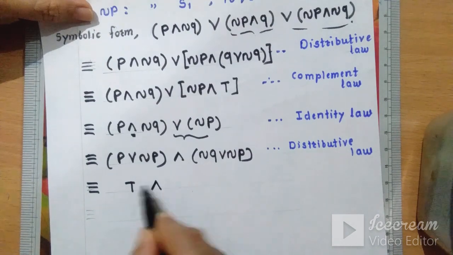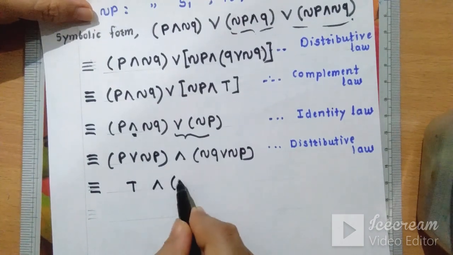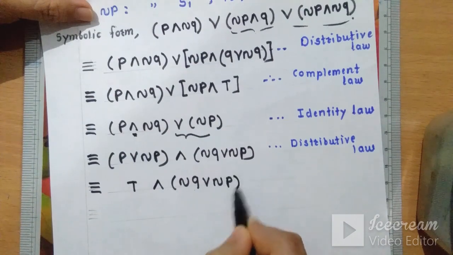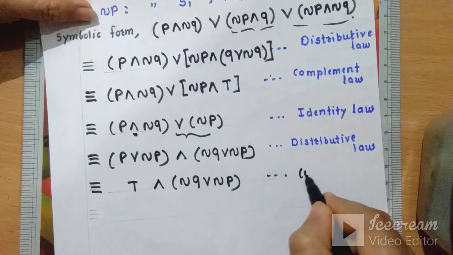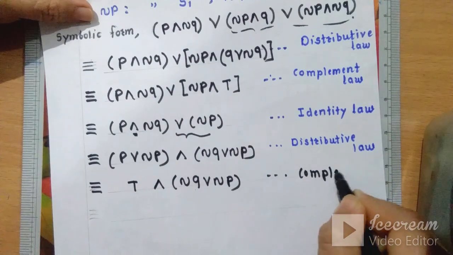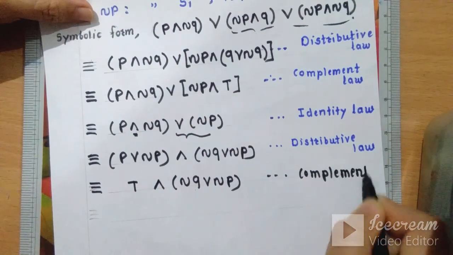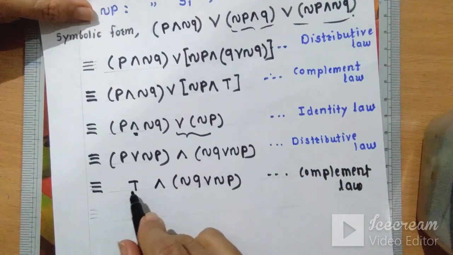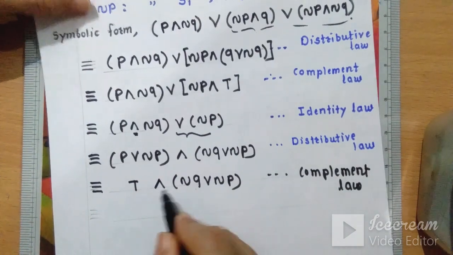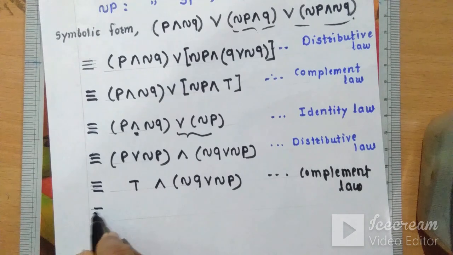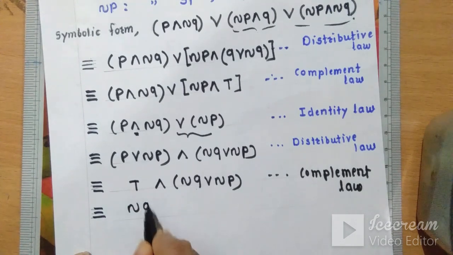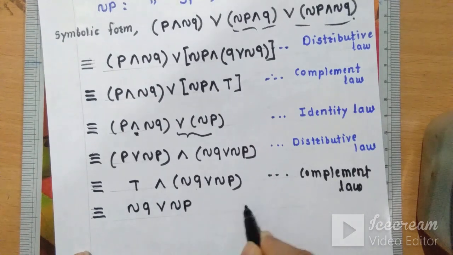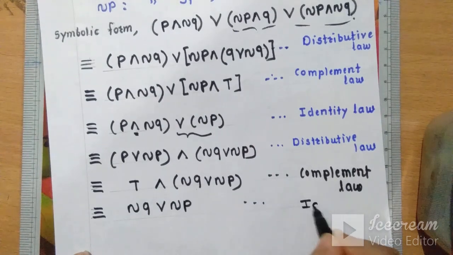by complement law it is T. Write down this as it is, negation Q disjunction negation P. So here write down by complement law. And again in the last, T conjunction means intersection, this bracket means this bracket as it is, negation P disjunction negation Q disjunction negation P by identity law.